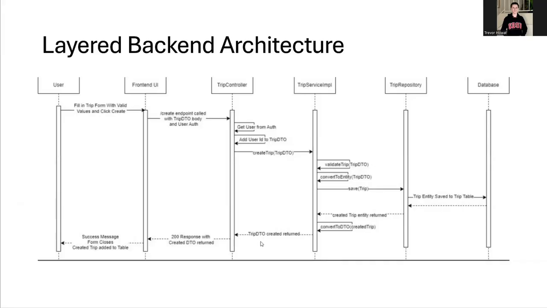Our controller will then build an HTTP response, which will have our created trip as the body, and then a 200 response code that will be sent back to the front end, which can then take that response code, display a success message, and then close the form out and add that trip to our table. We'll see a walkthrough of that in the next section of this document, but focusing on our architecture here, we can really see that the separation of responsibilities is key in this layered backend.